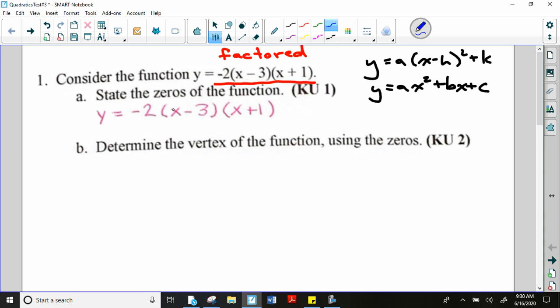What -3 gives us 0? It's 3. We always do the opposite. So see how it's a -3? We have x is 3. So that would be one of the zeros.